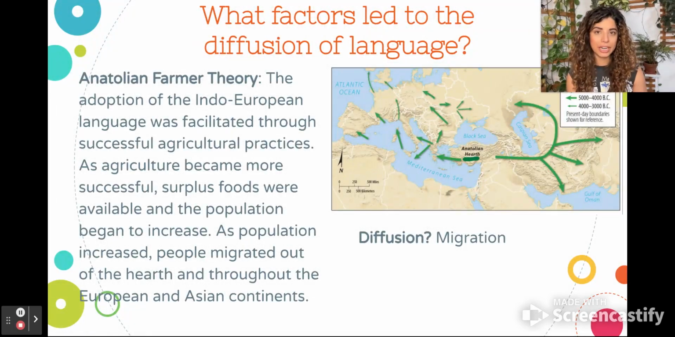So again, a similar kind of theory, but another one: the Anatolian farmer theory. The adoption of the Indo-European language was facilitated through agricultural practices. As different areas started to master the art of agriculture, they had surplus food, and then the population increased, which allowed people to migrate out and move away from that original hearth throughout the European and Asian continents. So that is another theory, and that diffusion would be migration.